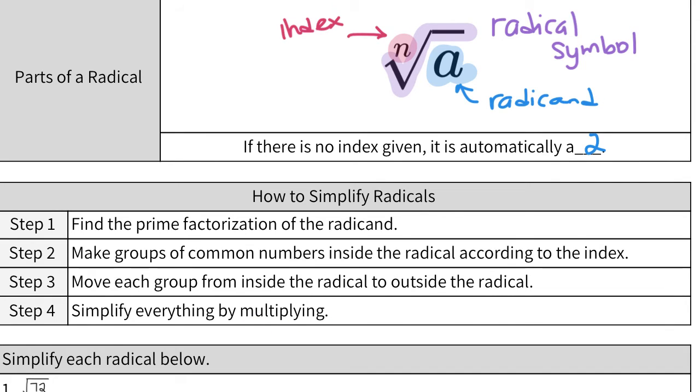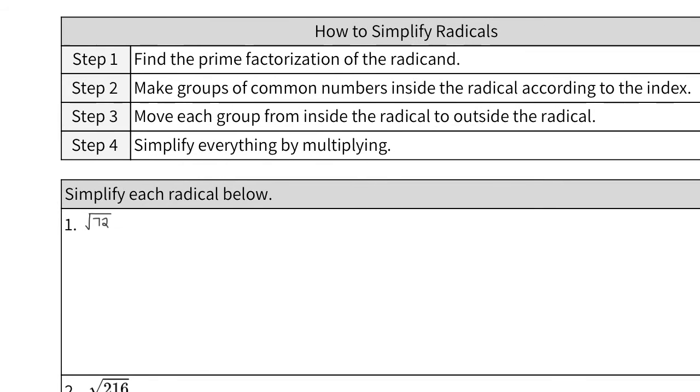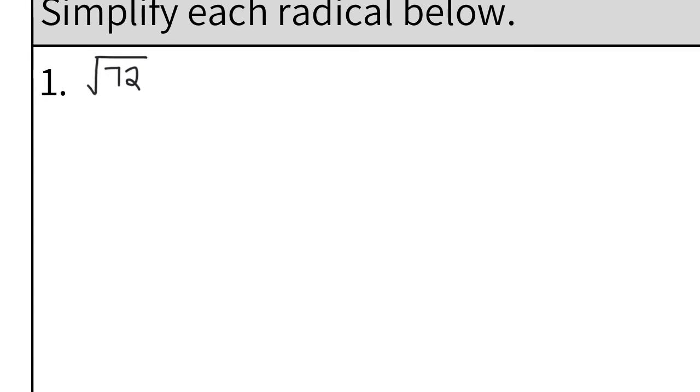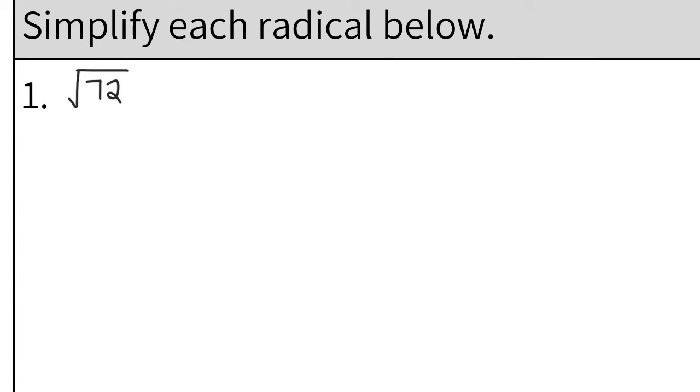So let's take a look at our first example. I had to kind of write it in because for some reason it didn't come out on my paper. But I have the square root of 72. So you see how it doesn't have an index? Index would usually be out here. So since it doesn't have one, we know that that's an invisible 2. So the first thing we need to do is find the prime factorization of 72.